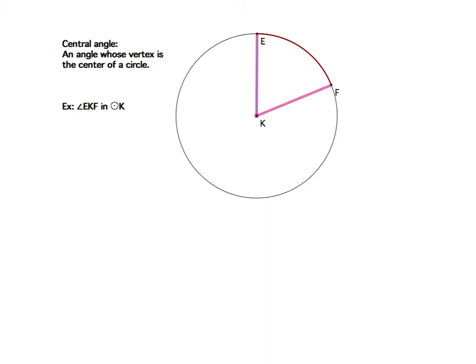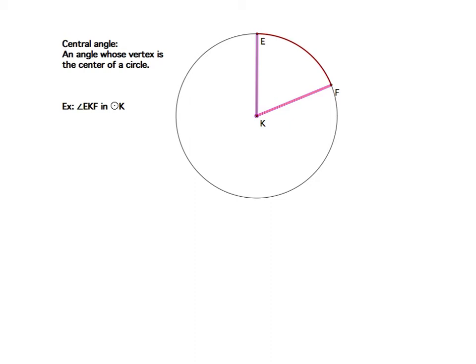And there are several different types of angles inside of a circle. The one we're going to talk about today we call the central angle. And a central angle, just like its name suggests, is an angle at the center of the circle, and specifically an angle whose vertex is the center of the circle.